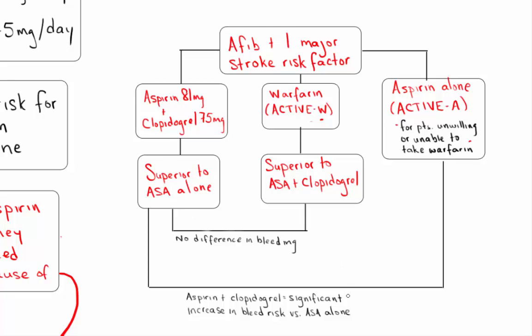And there was a significant increase in bleed risk when you compare the ACTIVE group versus ACTIVE A. So the moral of the story again is that dual antiplatelet therapy carries the same bleeding risk as oral anticoagulation. And if a patient has high bleeding risk and you don't want to start anticoagulation, then the combination aspirin plus Clopidogrel is not going to be a good option in them either, because they're going to have just as high risk of bleed.